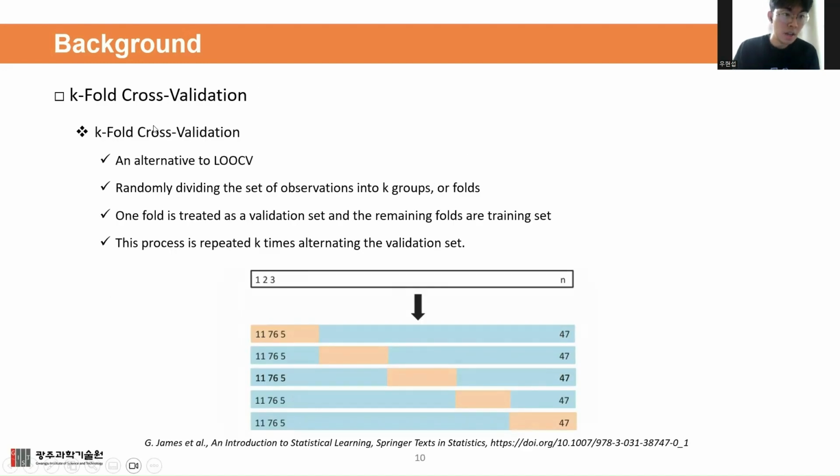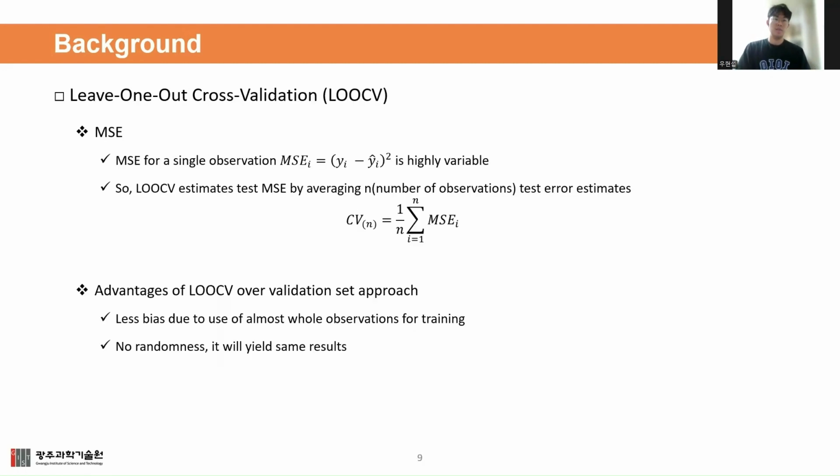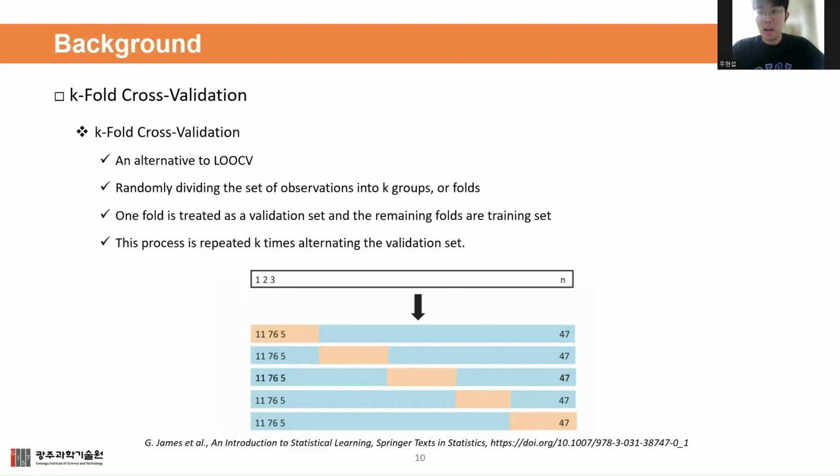The other method is k-fold cross-validation. It is different from leave-one-out cross-validation, and it's an alternative to LOOCV. For LOOCV, the validation set was just a single observation, but here it's not a single observation. K-fold cross-validation randomly divides the set of observations into k groups, and one fold is treated as the validation set, and the remaining folds are the training set.